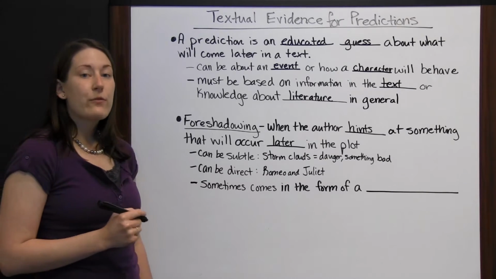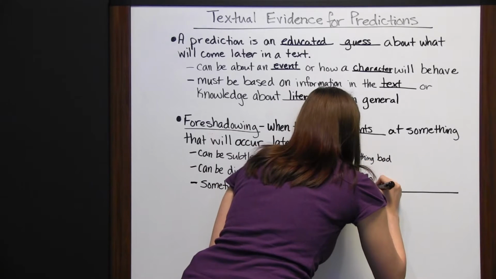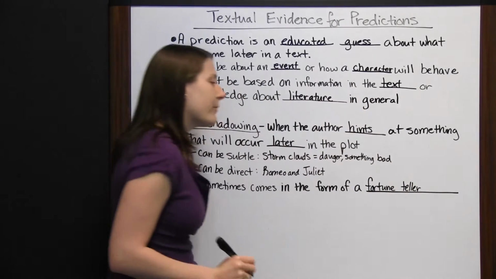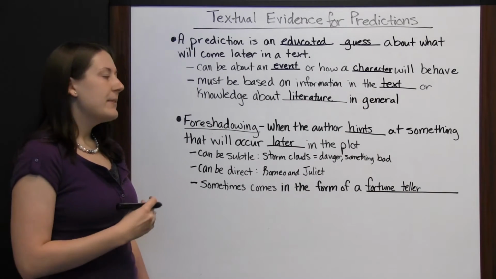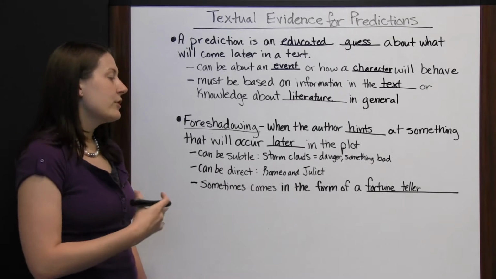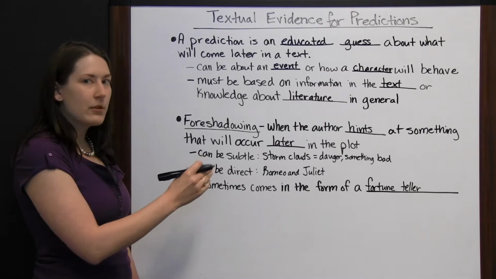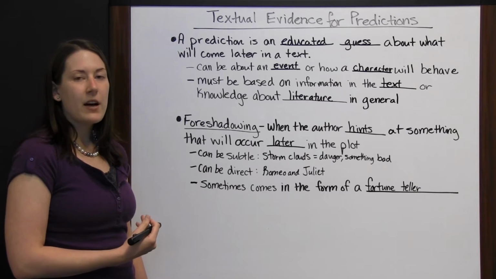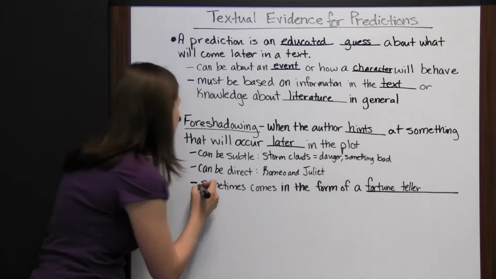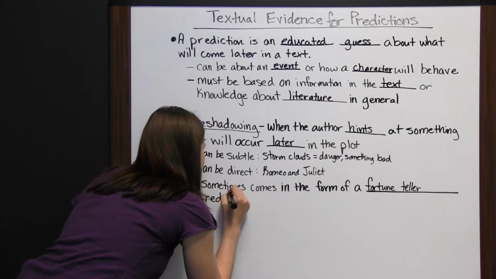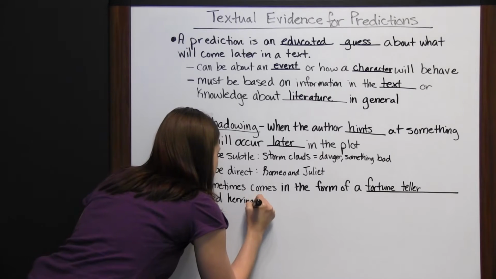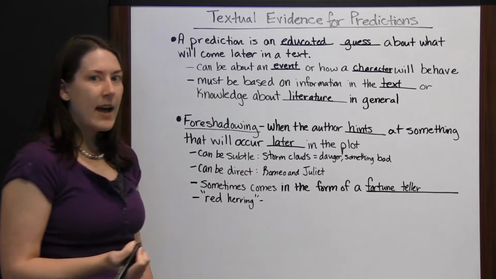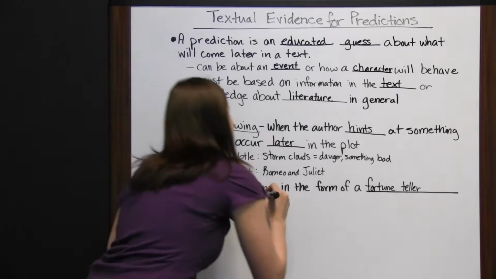Sometimes foreshadowing comes in the form of a fortune teller. There are a lot of stories that include a fortune teller or someone that happens to tell someone's fortune or tell their future even without being labeled a fortune teller. And they'll say exactly what's going to happen, and then later on, that's how the plot unfolds. Now, sometimes the author will throw in what's called a red herring. And that's when they tell you what's going to happen, but it doesn't really happen.